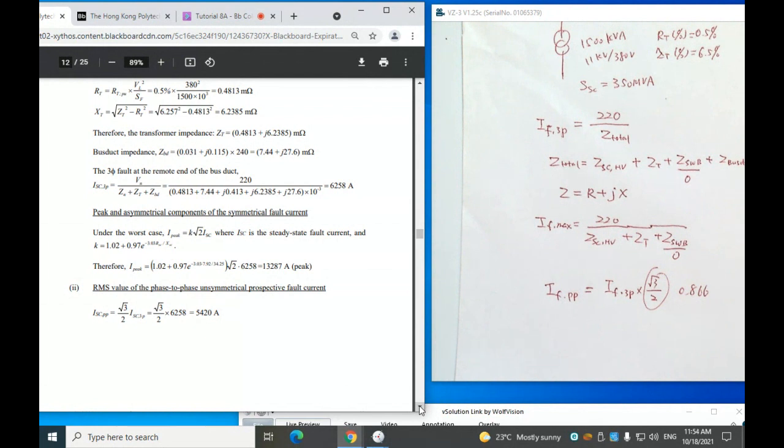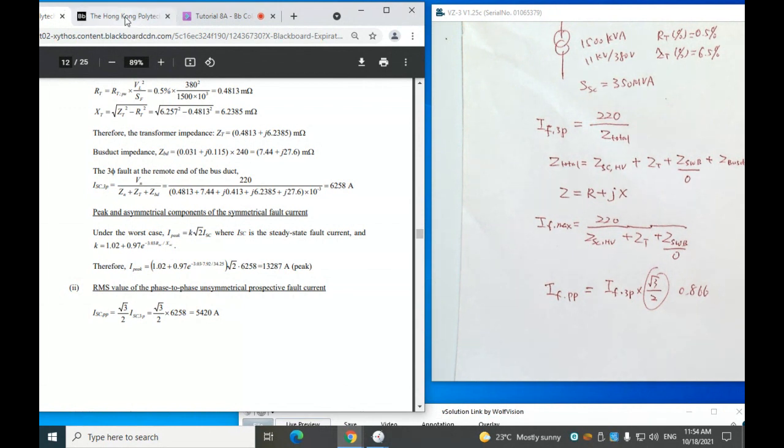So that's the reason why we don't need to worry about this one too much, because we are looking at the maximum fault current, the largest value. But the phase-to-phase fault current is not the largest value. So that's why we do not need to worry too much about this one. All right, so this is the 3-phase fault current.